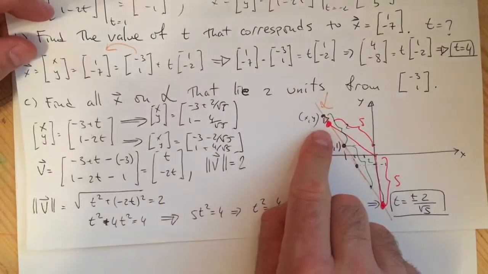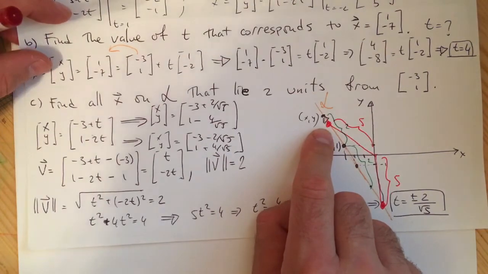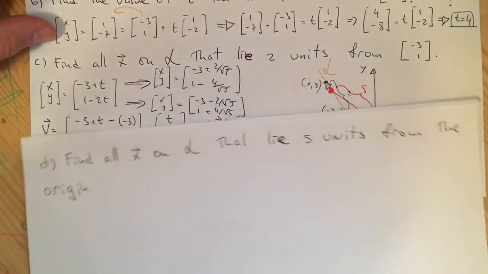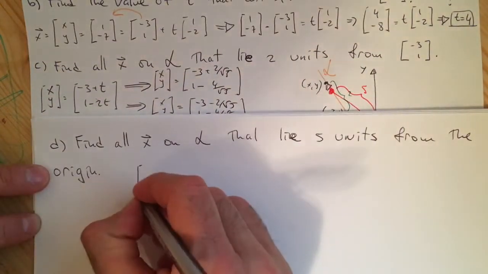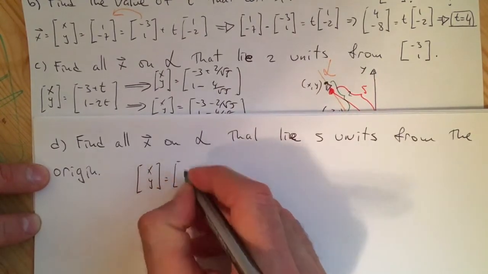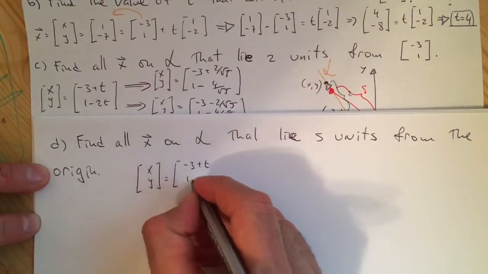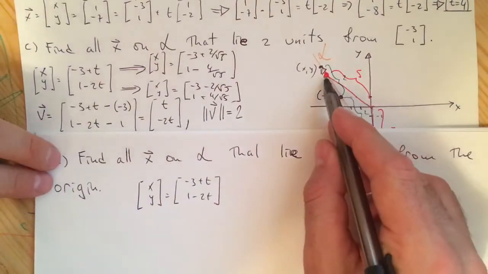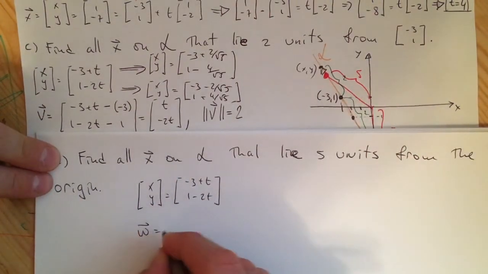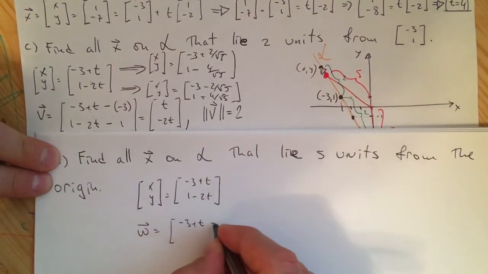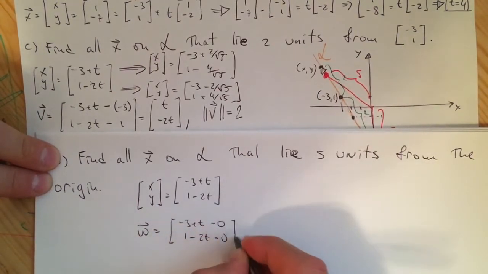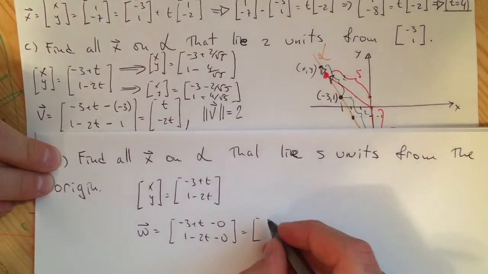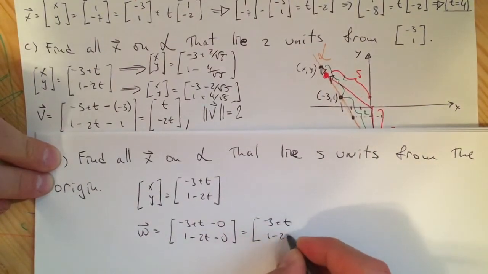I want to find a point that has coordinates xy, but because it lies on the line, it satisfies this, right? So I want to find points xy that belong on the line, so it has to satisfy this, so t. And then I want the vector from the origin to here, so let's call that vector w, is going to be equal to negative 3 plus t minus 0 and 1 minus 2t minus 0, right? Of course, you don't have to do this vector, obviously. It's negative 3 plus t, 1 minus 2t.